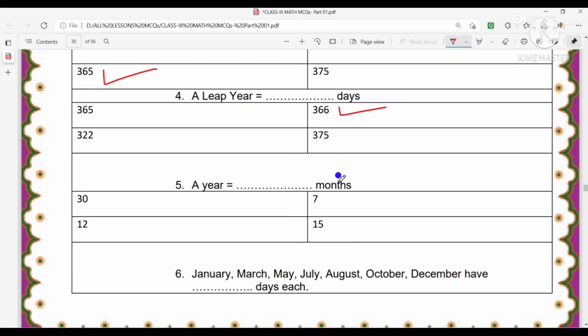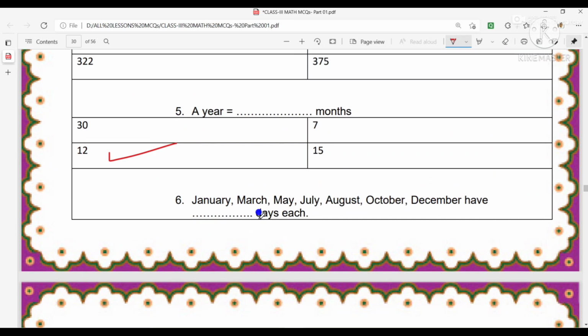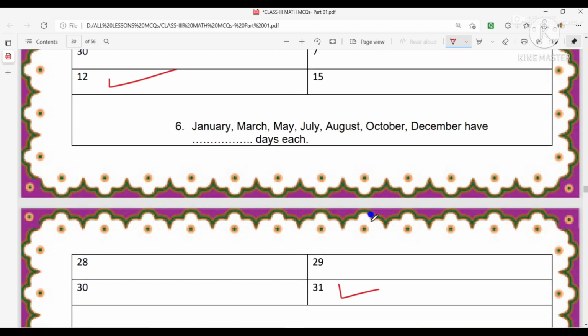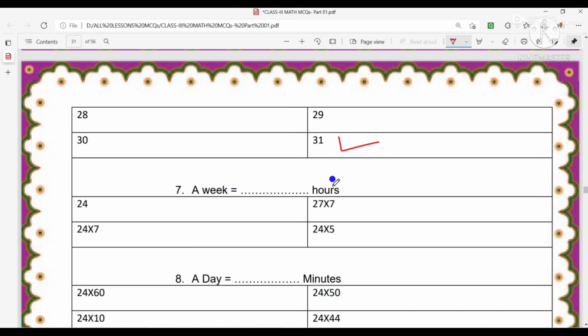Then a year has how many months? A year has 12 months. Then January, March, May, July, October, December have 31 days each. All these months have 31 days, right? I have told you how to find how many days are there by your finger, right? So 31 days. Then a week has how many hours? One day has 24 hours, and 1 week has 7 days. So 24 into 7 hours. Okay.